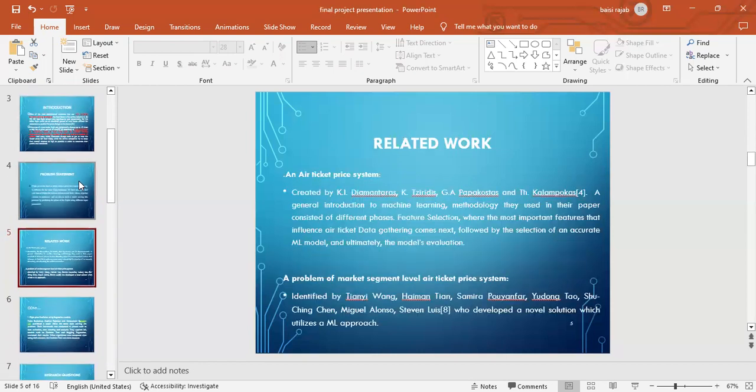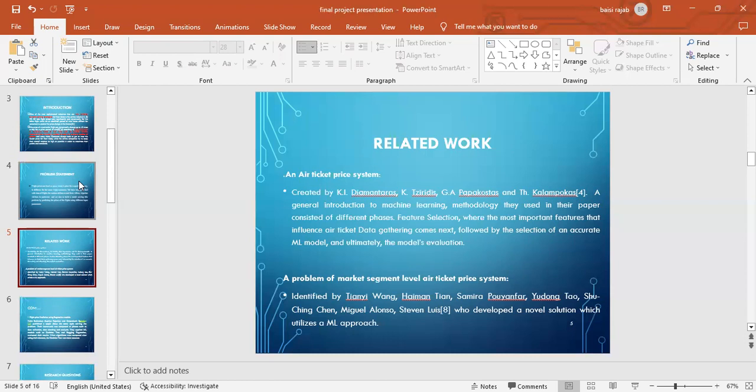Now, as part of the related work, we found 3 journals. There's a journal by K. Tidritz. It's an air ticket pricing system, and for him, he used the regression method. In his journal, he talked about the methodology which he used, the feature selection, whereby he was integrating the data model. He separated it into a train set and a test set, whereby he used 70% training data and 30% testing data.